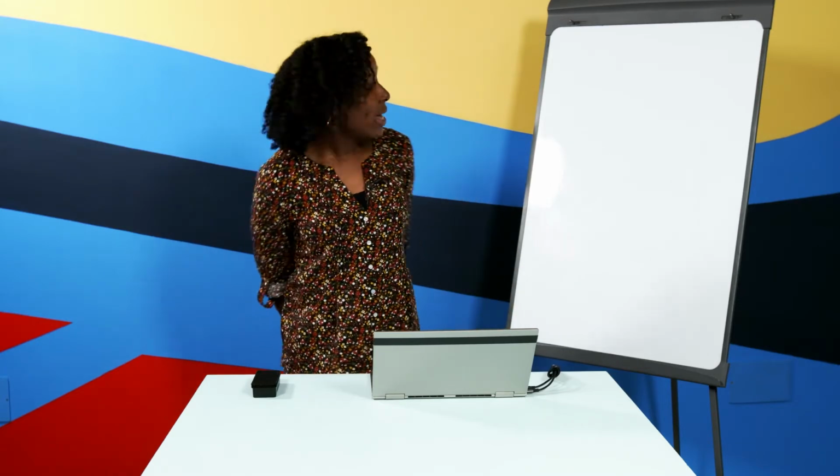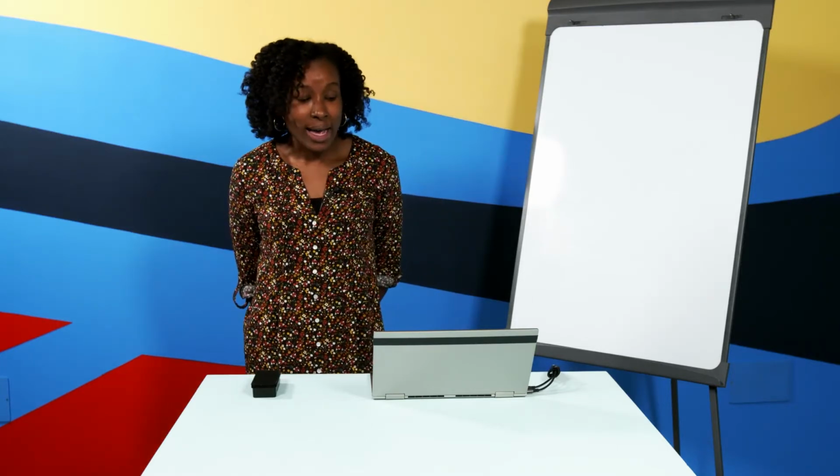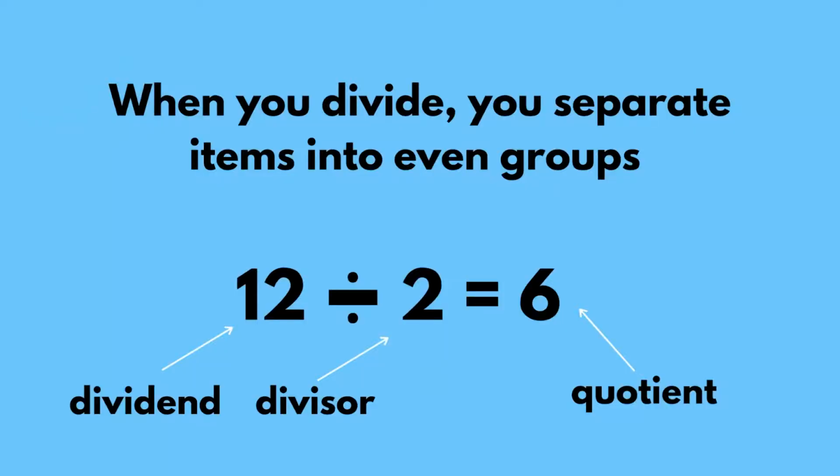So, I want to go ahead and let you know some new vocabulary that you might need as we're doing some division problems. When you divide, you're separating items into even or equal groups, and that's really important that they're equal. The number that you begin with, usually how many you have in your entire group, is the dividend. The number you're dividing by is the divisor. And when you get your answer, it's called the quotient. Don't worry, you won't have to memorize those new words, but I want to make sure that you've got them in case you need them.